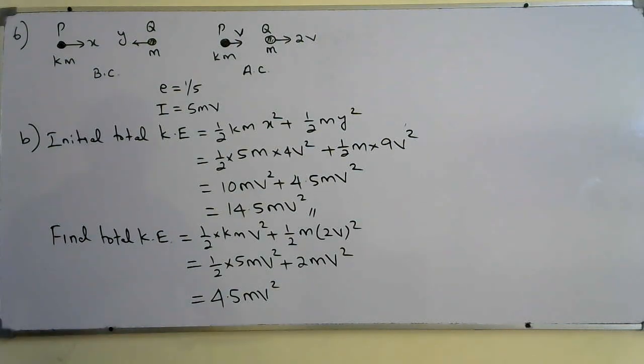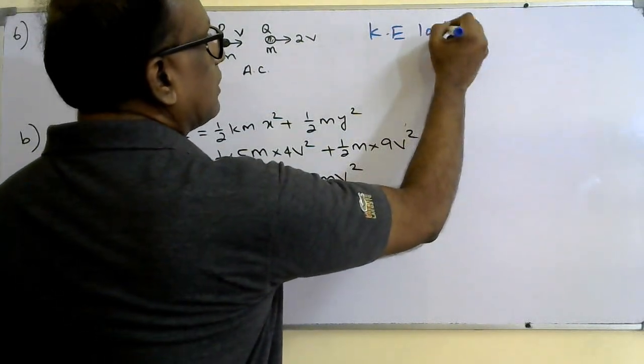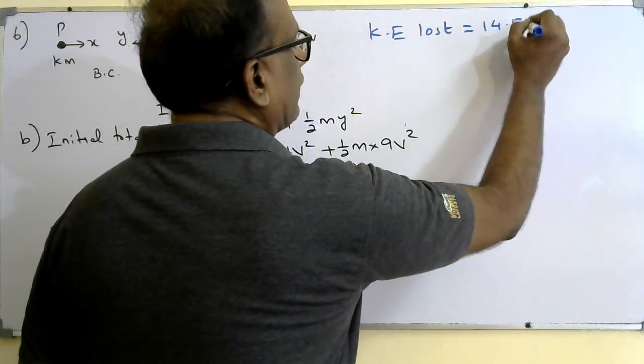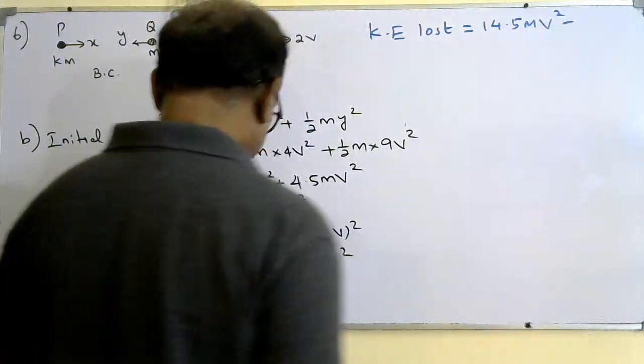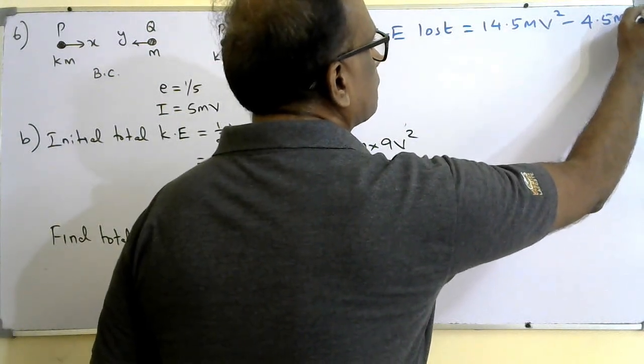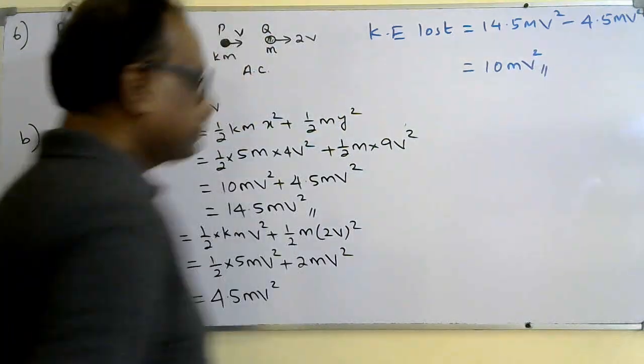Okay, so the final kinetic energy is 4.5 m v squared. So the question is the kinetic energy lost during the collision. Initial kinetic energy 14.5 m v squared minus 4.5 m v squared, that is 10 m v squared. That's the answer.